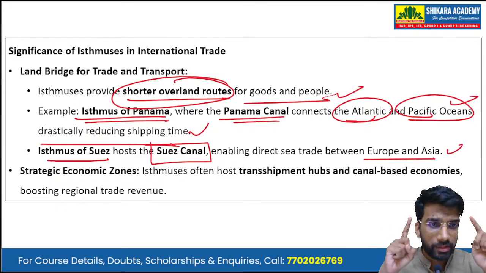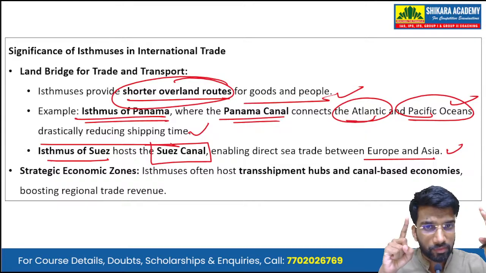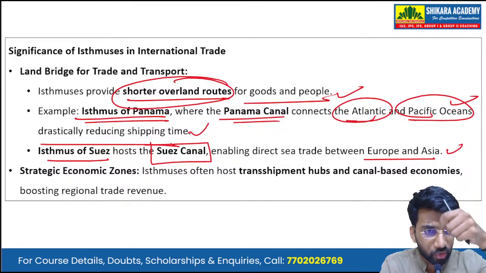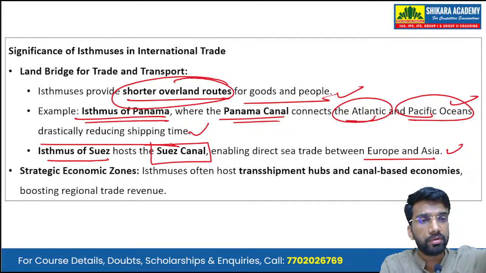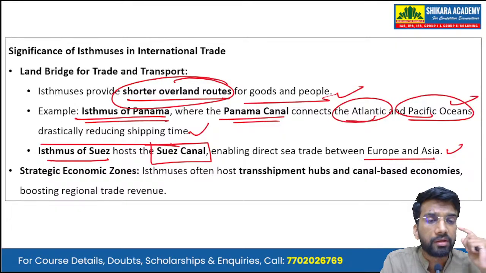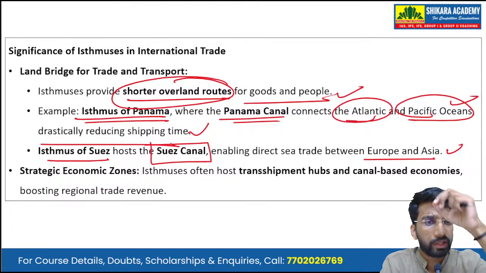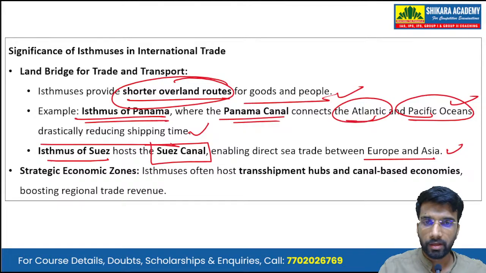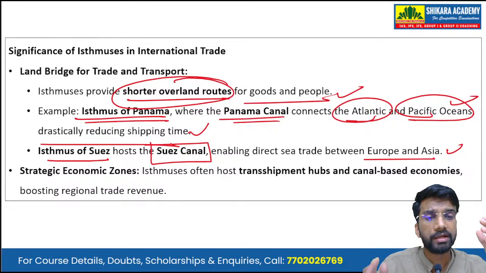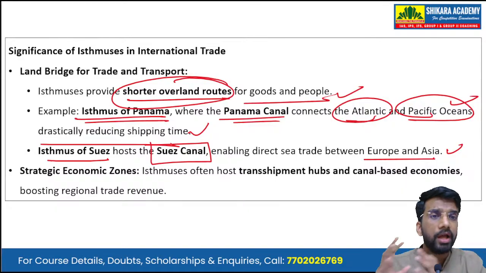The Suez Canal enables direct sea trade between Europe and Asia. So the ships do not have to travel all the way down along the coast of Africa around the Cape of Good Hope. Okay, so they can take a shortcut. In a way, it connects the Mediterranean Sea with the Indian Ocean, or the Atlantic Ocean with the Indian Ocean. The Isthmus of Panama, hosting the Panama Canal, connects the Atlantic Ocean with the Pacific Ocean.